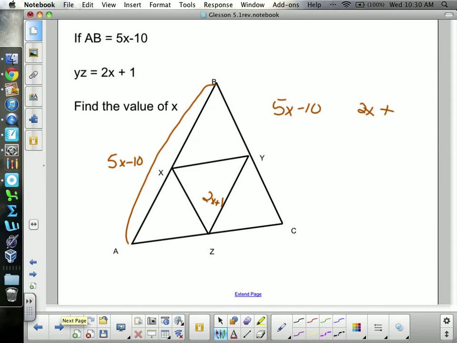They aren't equal. One is twice as much as the other, but I multiply the shorter one by 2, right? If I multiplied the longer one by 2, it's going to be 4 times as long, isn't it? So which one are we going to multiply by 2, the 5x minus 10 or the 2x plus 1? Which one gets the 2? The 2x plus 1, because it's the shorter one. Then we have to distribute and solve.